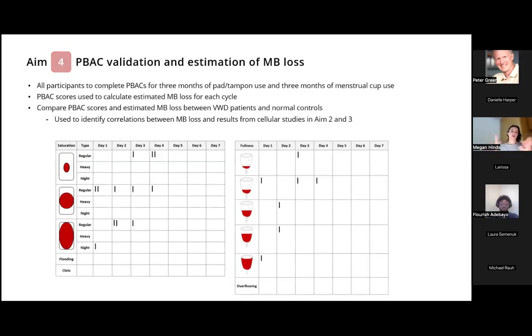And finally, aim 4 was, again, that PBAC validation using the menstrual cup and using it to estimate menstrual blood loss over the course of 1 cycle. So patients enrolled in this study will also complete PBACs. They'll complete these charts for 1 menstrual cycle, 3 months of pad or tampon use, and then 3 months with the menstrual cup. And then we can compare not only PBAC scores, but then the estimated menstrual blood loss between the 2. And this information will be used to identify any correlations between menstrual blood loss and the results from cellular studies in aims 2 and 3.